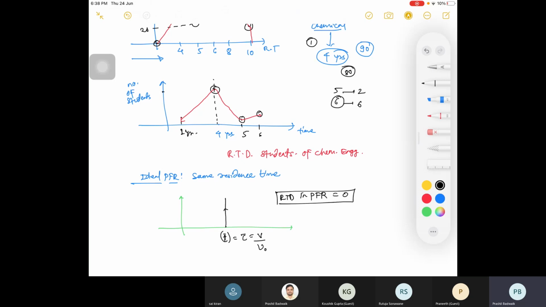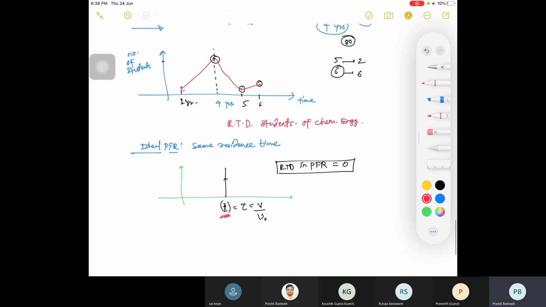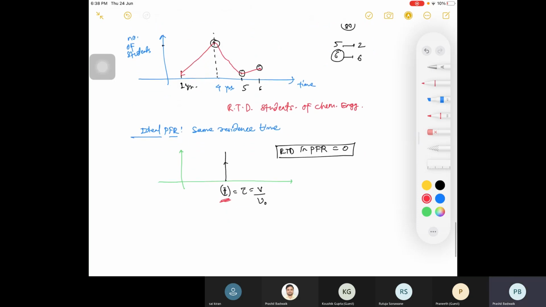There is a single line. Almost all molecules will have the same residence time, so distribution will not be there. Or suppose someone asks you to draw it, you just write a single straight line with residence time as T. So there is no distribution. This was about your residence time distribution.